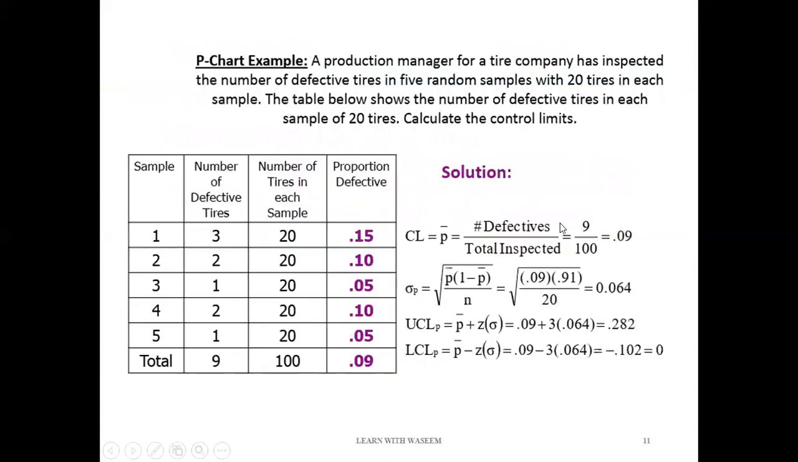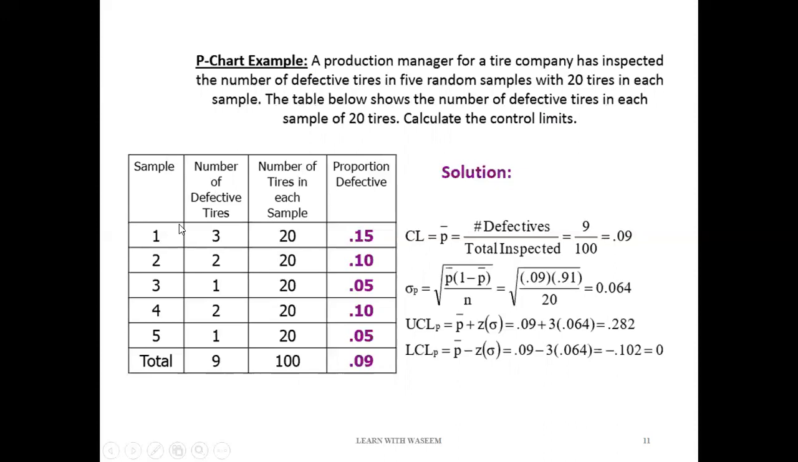Let's discuss an example so that you can easily understand the P chart. A production manager for a tire company has inspected the number of defective tires in 5 random samples with 20 tires in each sample. The table below shows the number of defective tires in each sample of 20 tires. Calculate the control limits.